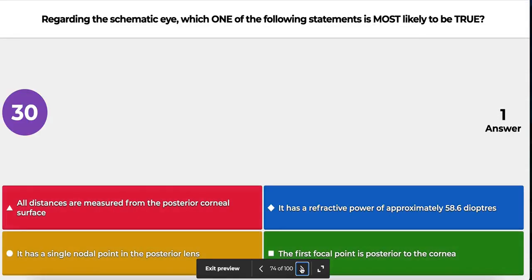Let's move now to the next question regarding the schematic eye. Which one of the following is true? A, all distances are measured from the posterior corneal surface, or B, it has a refractive power of approximately 58.6 diopters, or C, it has a single nodal point in the posterior pole, or D, the first focal point is posterior to the cornea. What will be the right answer?